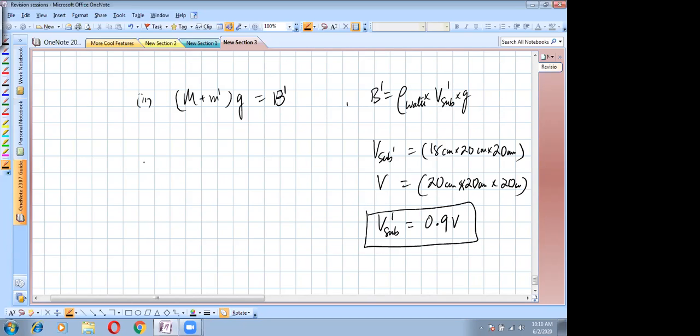So this equation now becomes like this, that m plus m prime g is equal to density of water, and we substitute this here.